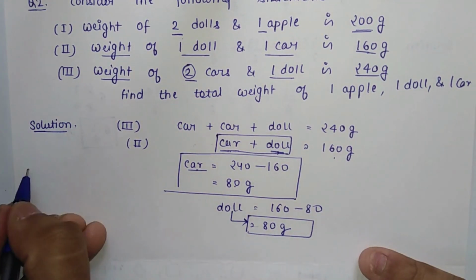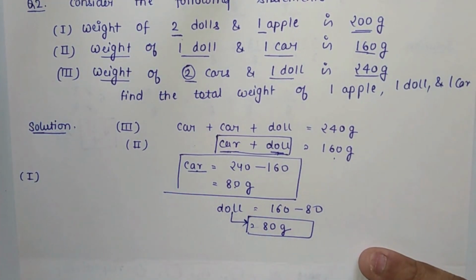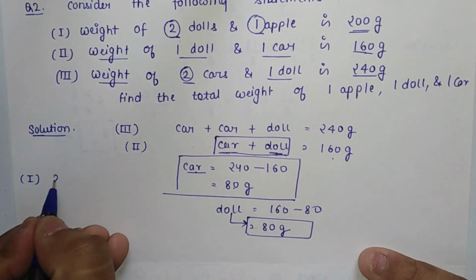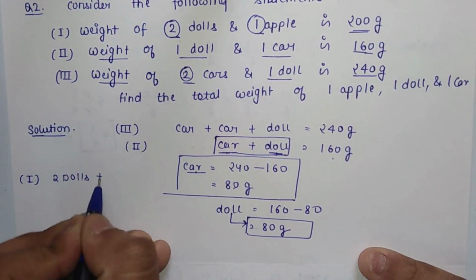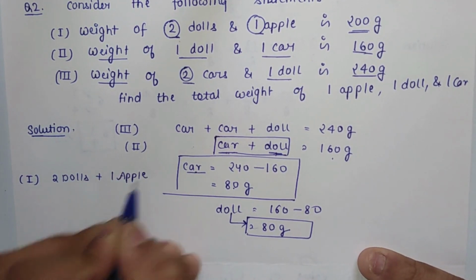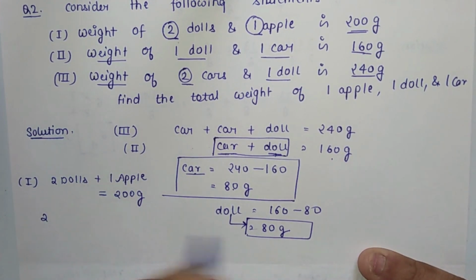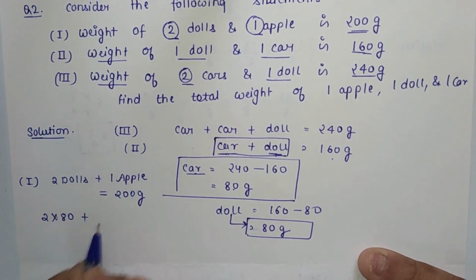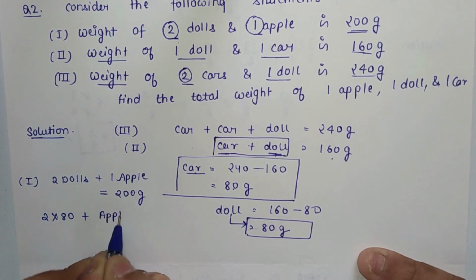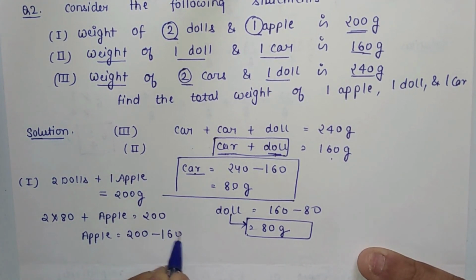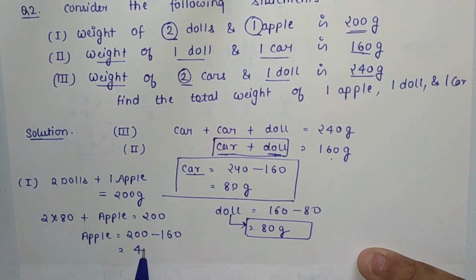Now consider the first statement. The first statement says that the weight of 2 dolls and 1 apple is 200 grams. So 2 dolls weight will be equal to 2 into 80, plus the apple weight, and 1 apple weight equals 200. So we can get the weight of the apple as 200 minus 160. This will be equal to 40 grams.